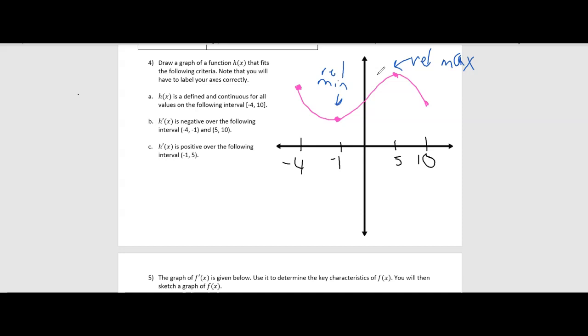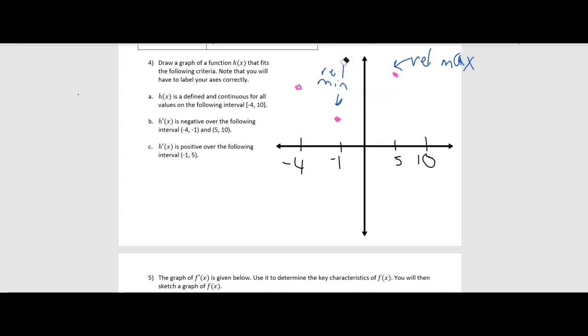Maybe your graph looks a little different, right? So let's erase this. Let's draw something else that could work. I'm going to leave those points there, actually. I'll just draw something different in between them. So it doesn't say that our function has to be a curve. Our function could be a linear function on those intervals.